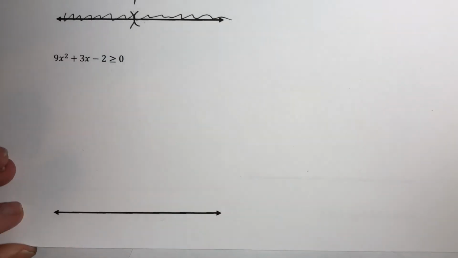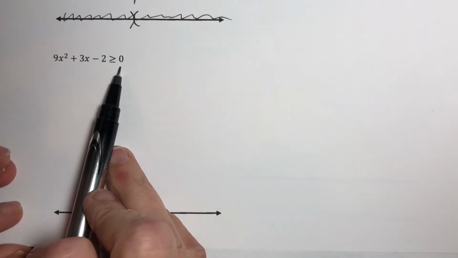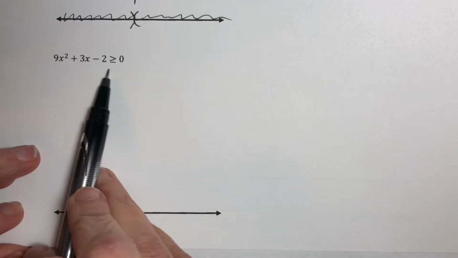This is part 2 of section 3.6. We need to solve this inequality. First thing we do is we get a 0, which we have, and then you want to factor this side.